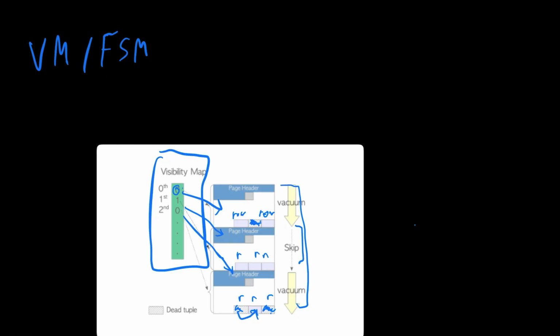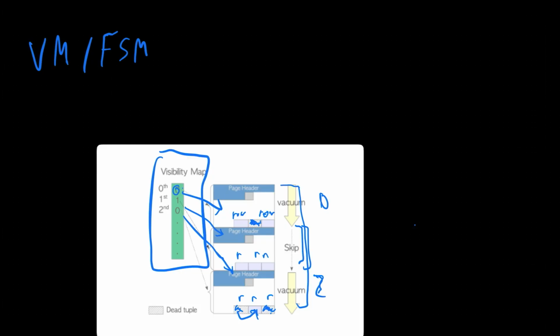So in this example, what we know is that since there's a 1 for this first page, the vacuum would just completely skip this page header, and instead it could save its time and only vacuum the first and the third page, or 0th and 2nd page. So this is a really, really important concept, because this is how we make sure that the vacuum is a super speedy and efficient process.